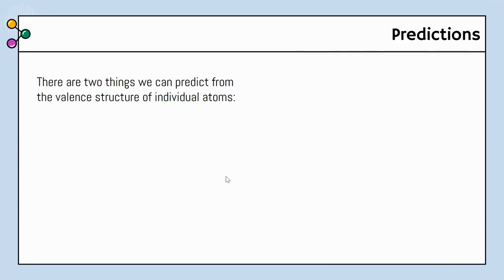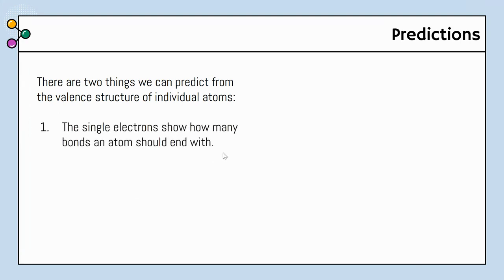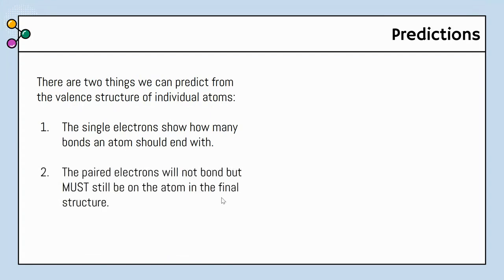Before I head to some practice problems, know that there are two things we can predict from the valence structure of individual atoms. The first is that single electrons show how many bonds an atom is going to end with when it's in the structure. And two, the paired electrons will not bond ever, but they must still be on the atom they started with in the final structure.